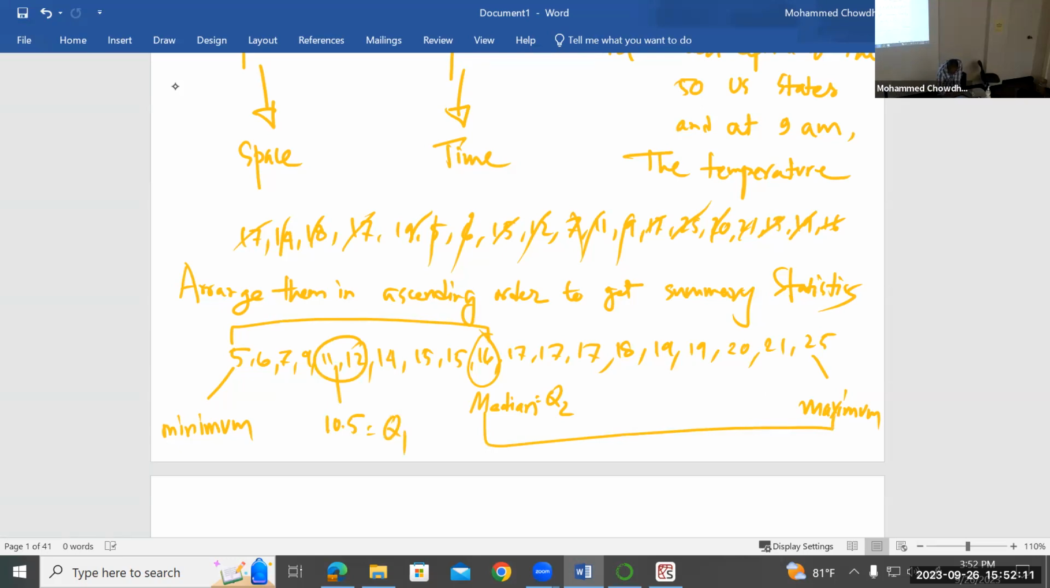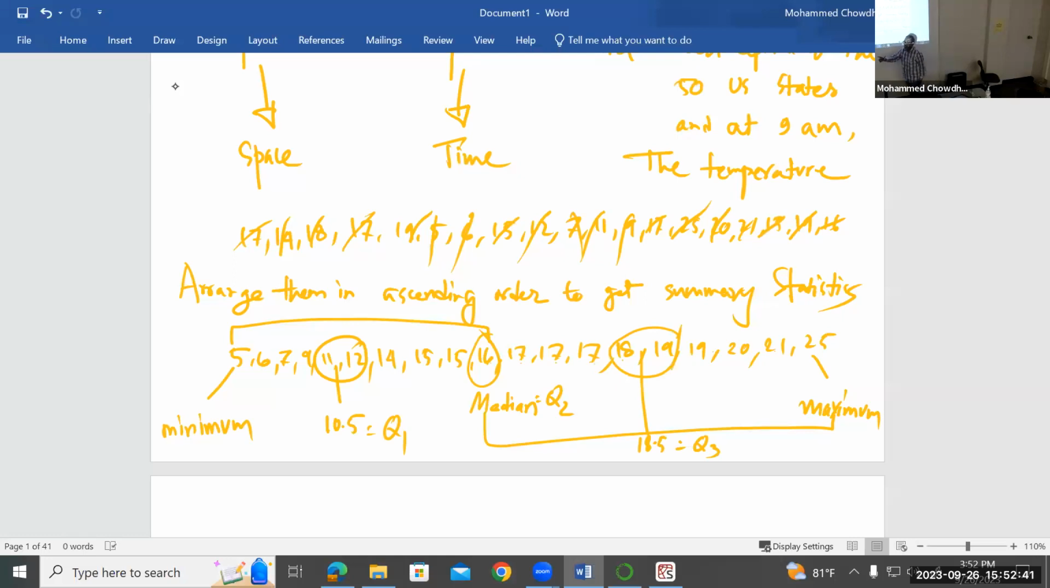Okay. And then 1, 2, 3, 4, 5. Am I right? 1, 2, 3, 4. So the median of this is 18.5, which is equal to the third quartile.